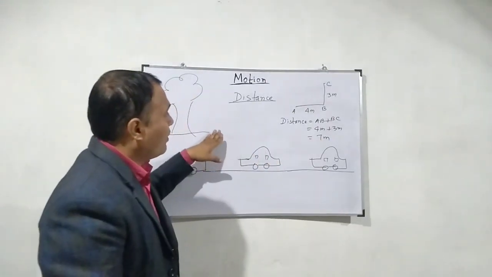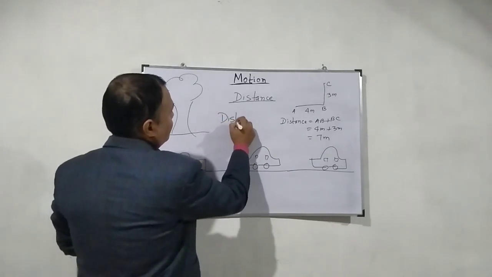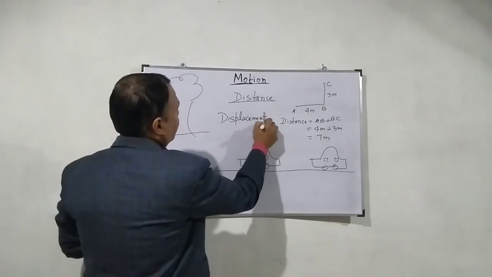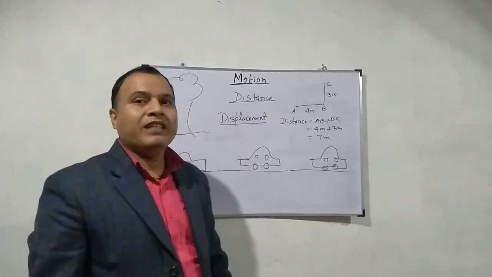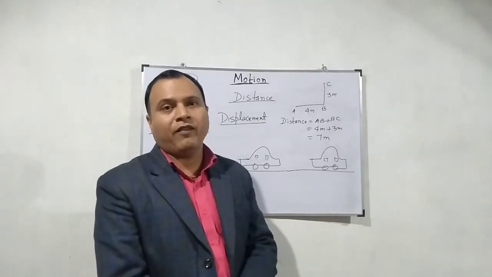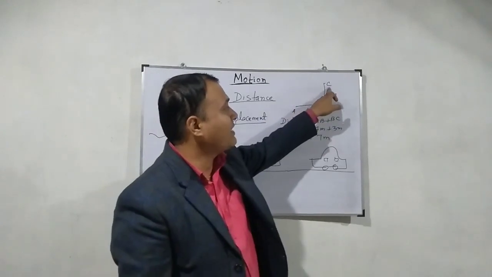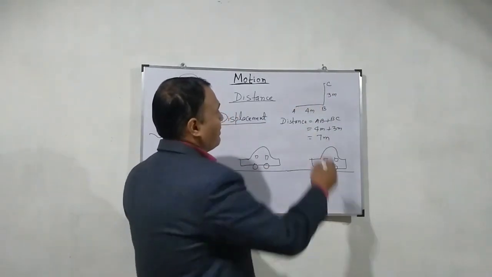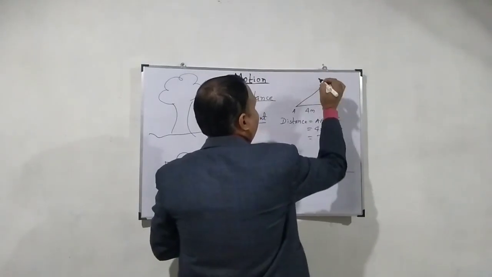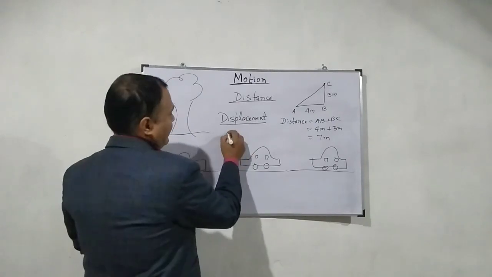Now we will discuss displacement. What is displacement? Displacement is the shortest distance between the initial and final point. So the initial point is A and the final point is C. So the shortest distance between A and C is AC. Now we have to find AC.